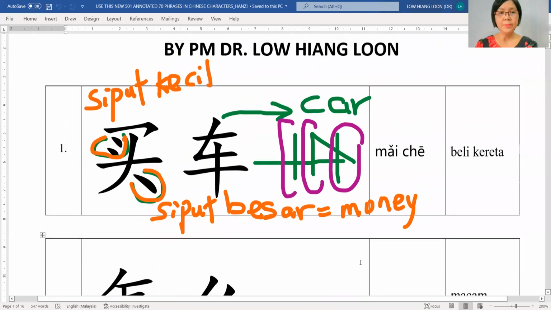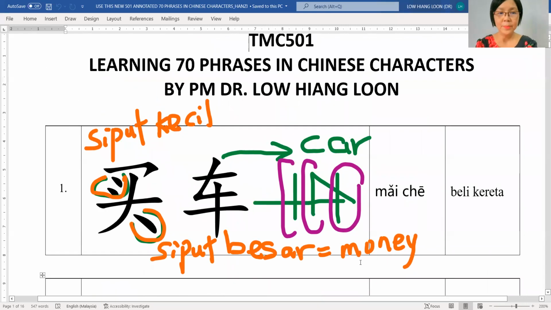3-1. 好, 3-1. What do you know? Number 1, sir.